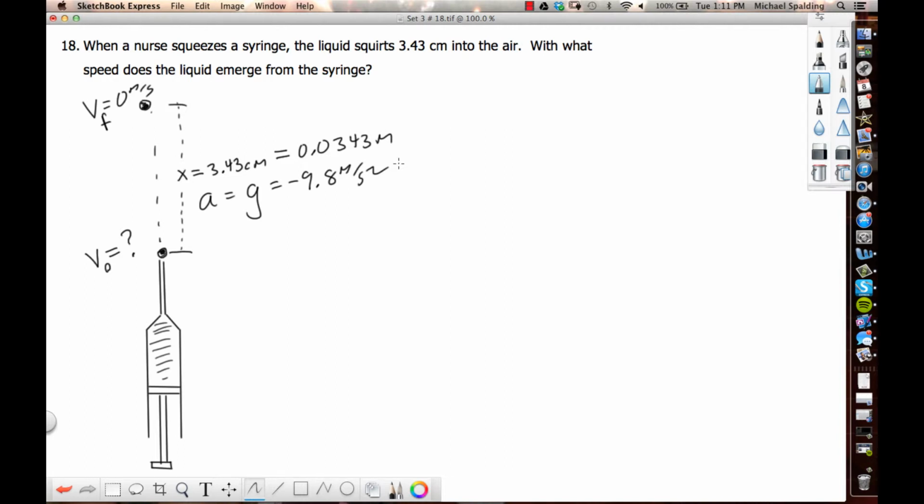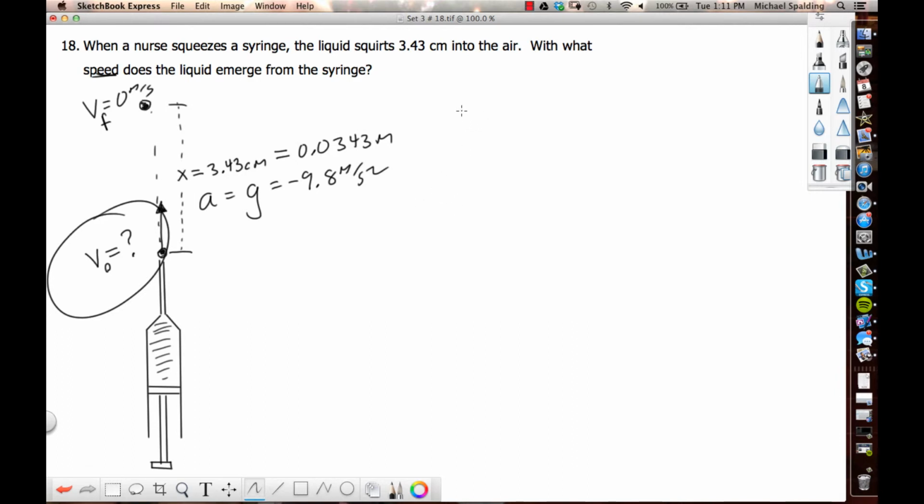So the acceleration is gravity, and what we're being asked to find is the initial velocity as the drop leaves the needle. Oh, and notice speed and velocity are interchangeable a lot of times. Okay, so can we solve for this initial velocity with the information we have? Yep. What do we use?